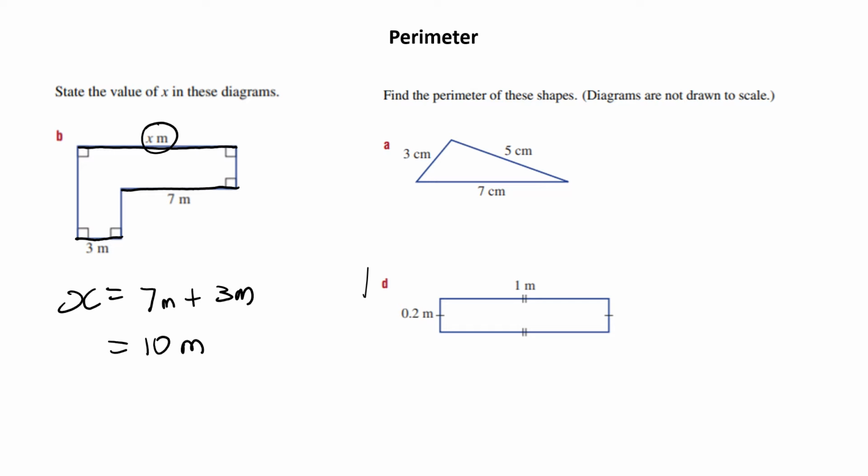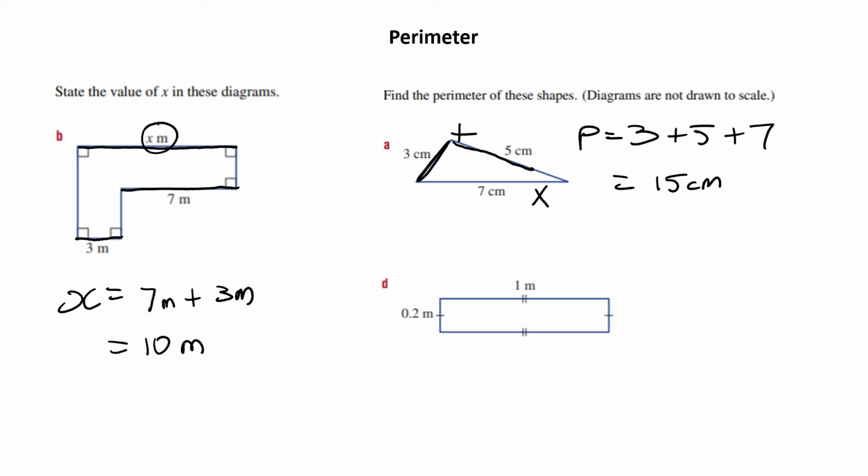In this example, find the perimeter of these shapes. They're not drawn to scale. That's perfectly fine. So what I want to look at is that P equals 3 plus 5 plus 7. Now I can rearrange this. I like to go 3 plus 7 is 10, plus 5 is 15. So I would say 15 centimeters.